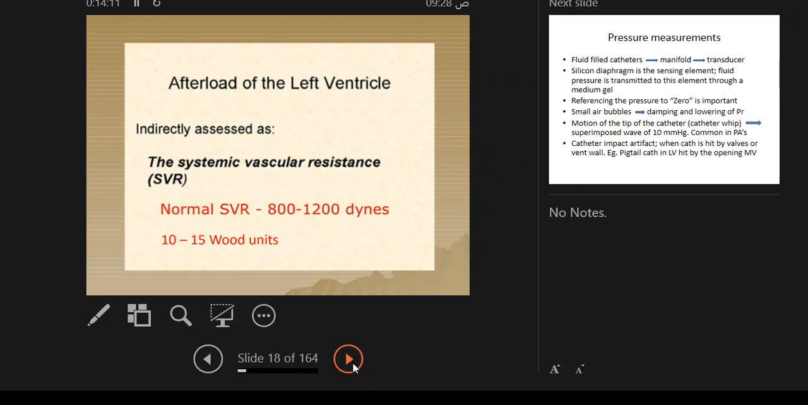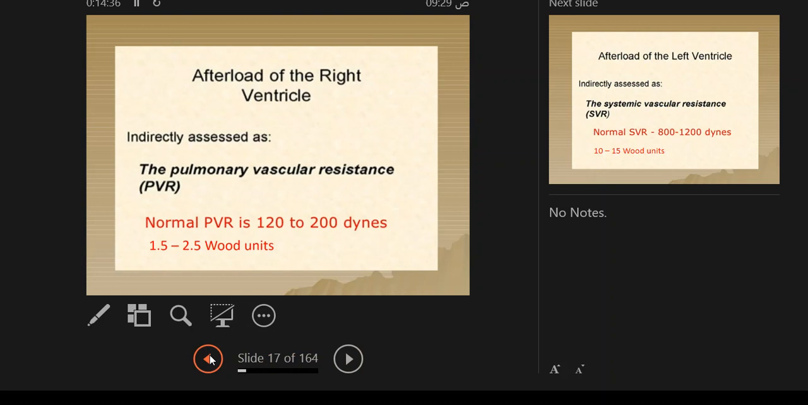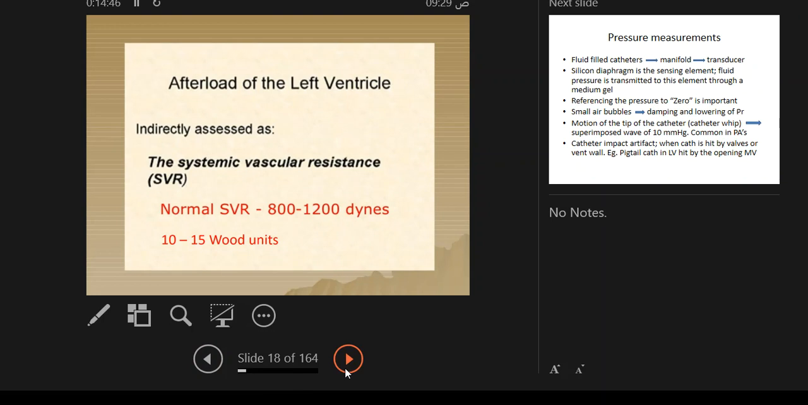The afterload of the left ventricle, also indirectly assessed, the systemic vascular resistance, is 10 to 15 Wood units. Again, if you multiply by 80, you get 800 to 1200 dynes. All right? So you can tell how much the systemic vascular resistance is compared to the pulmonary. So if you have a normal 1.5 to 2.5, let's say 2, and you have 10 to 15, let's say 12, that's about 6 to 7 times more than the pulmonary. The systemic is 6 to 7 times more than the pulmonary resistance. All right?